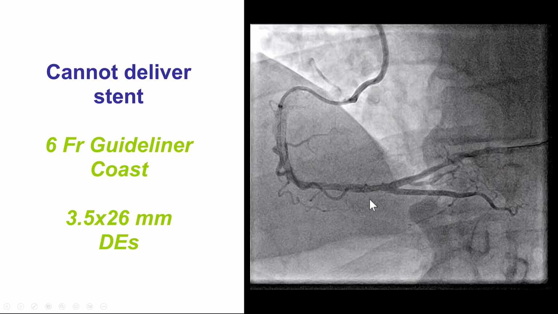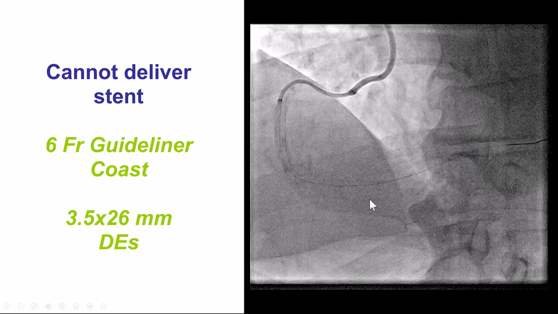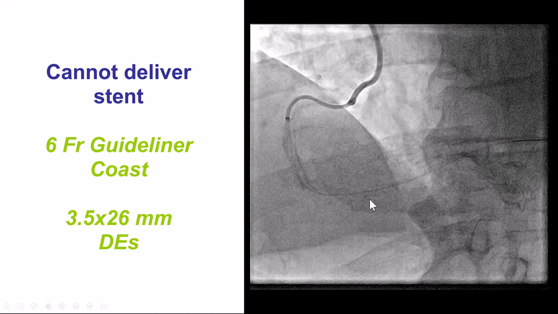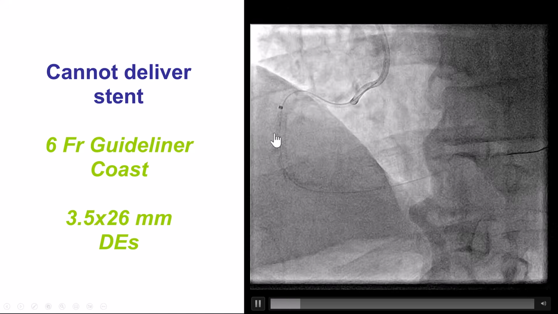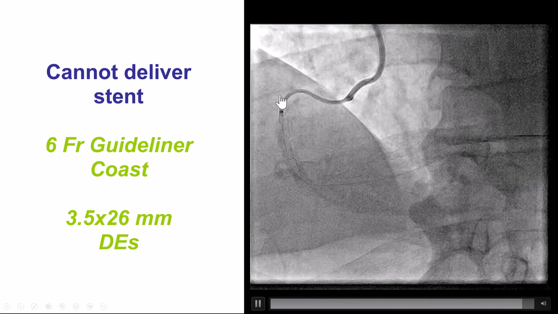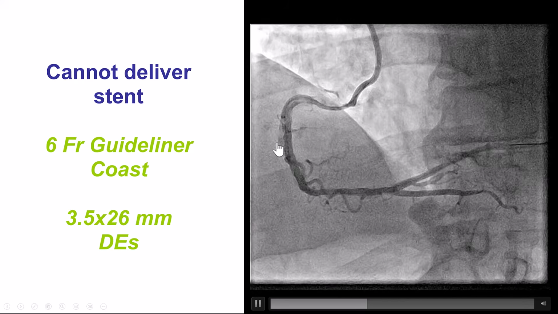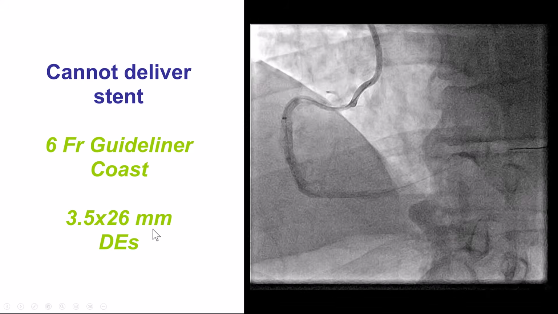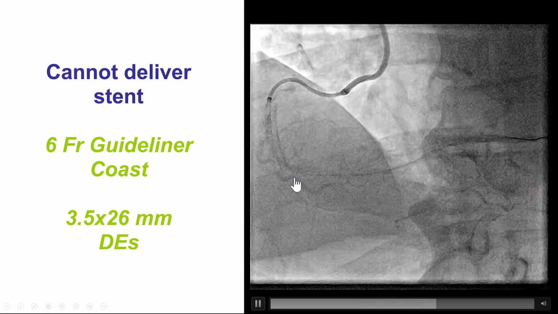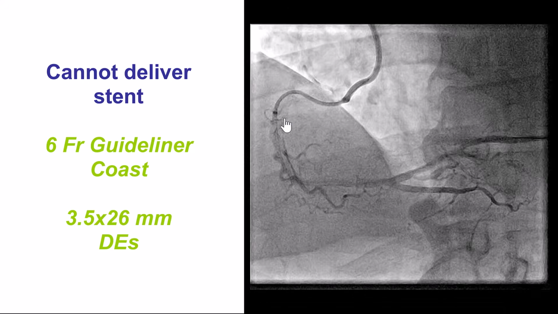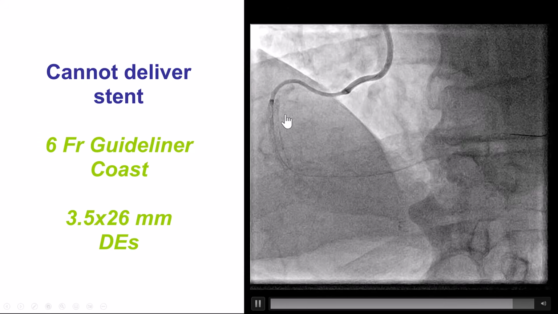At the same time, we wanted to treat initially the mid-right coronary lesion. We could not deliver a stent because of the calcium, so we used a 6 French Guideliner Coast inchworm down to the mid-right coronary, and then we delivered a 3.5 by 26 millimeter drug-eluting stent. So fortunately, this was a dissection. It was not a perforation, and this looks better.